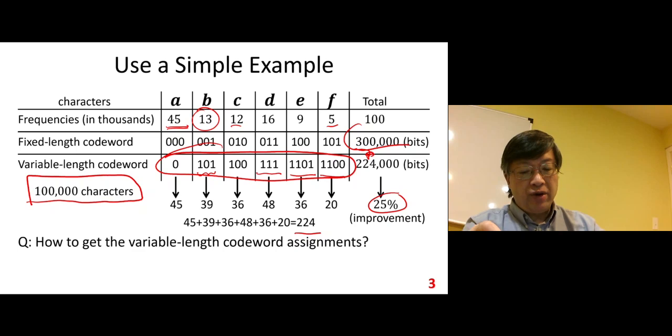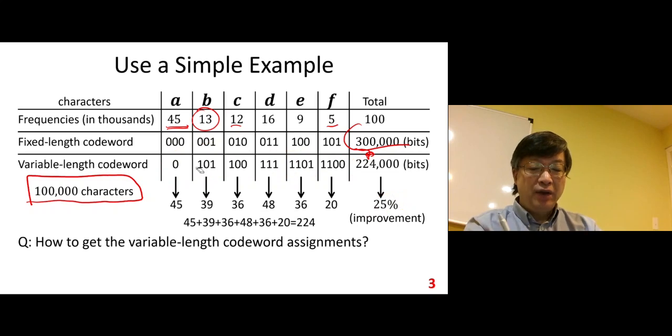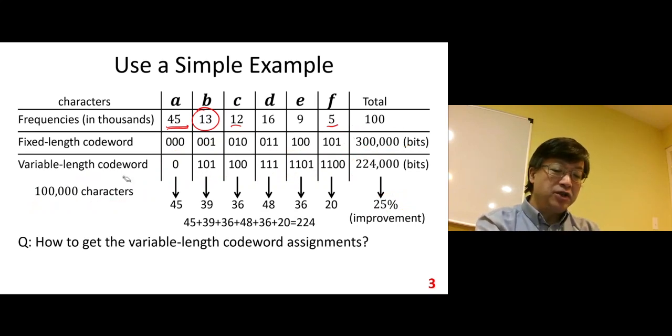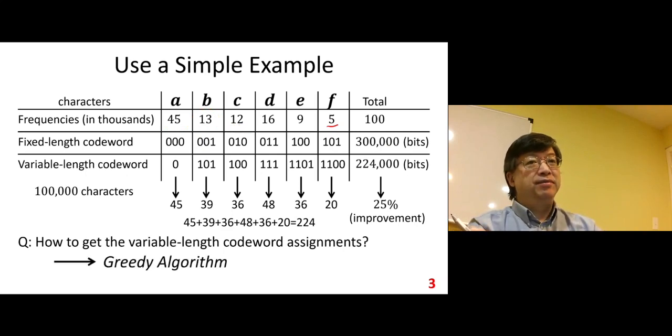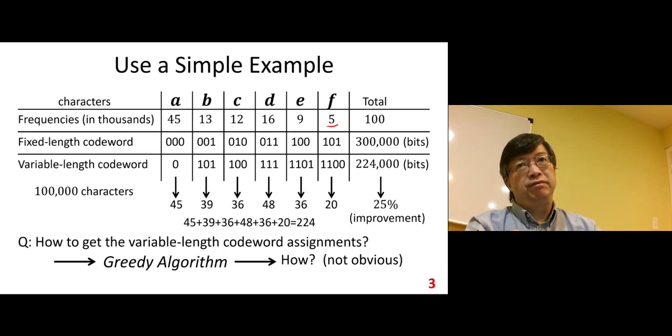All right, the question. How to get the variable length code word assignments? That's the key question. How do you get that to make sure you get the best solution? Greedy algorithm. Here, the greedy strategy, yeah, we can try that. But the issue is, how do you apply the greedy algorithm? There are many different ways to use the greedy algorithm, right? Here it is not that obvious. You have to use it in a very smart way. Not that simple.